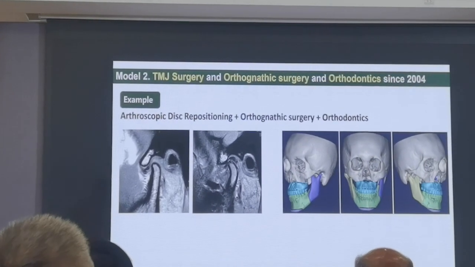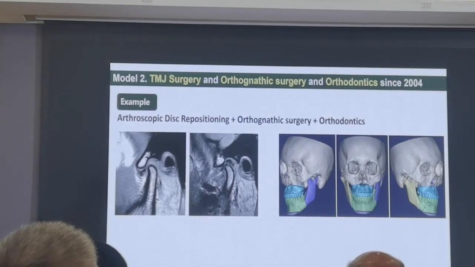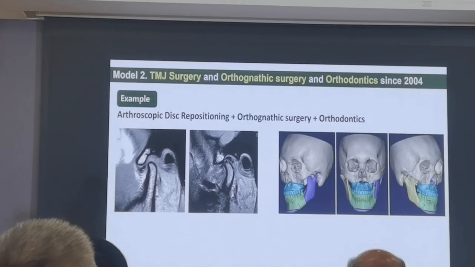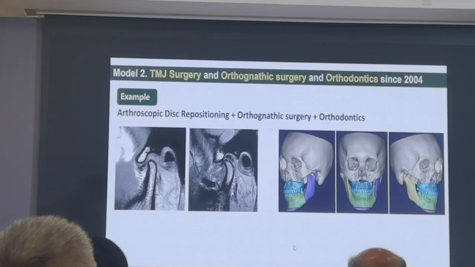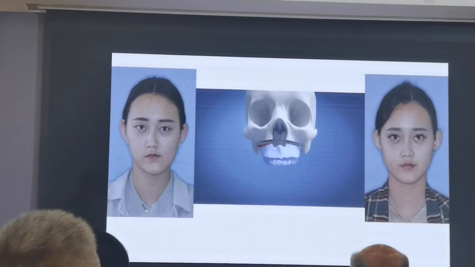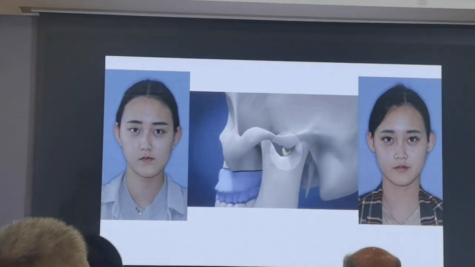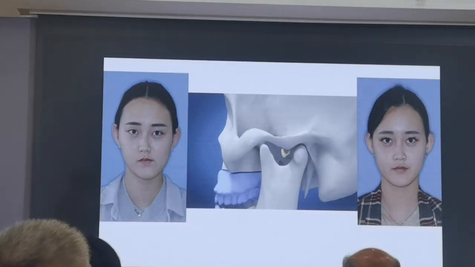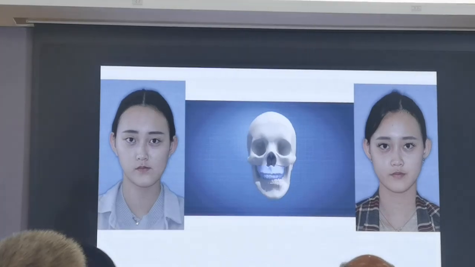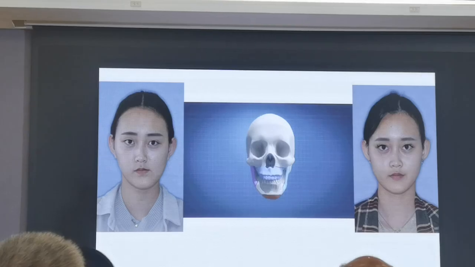TMJ surgery and other surgery and other treatment. For example, when you get this relation and then orthognathic surgery in the same stage. First we do the maxillary alignment, and then we do the discal revision. Of course, you can do arthroscopic surgery or open surgery, and finally, you do the bite to correct the lower jaw. That is before and after.